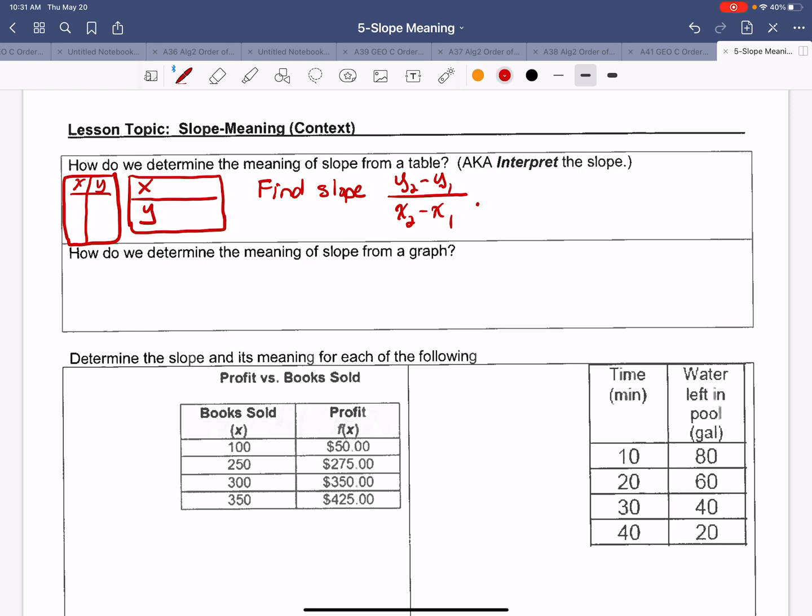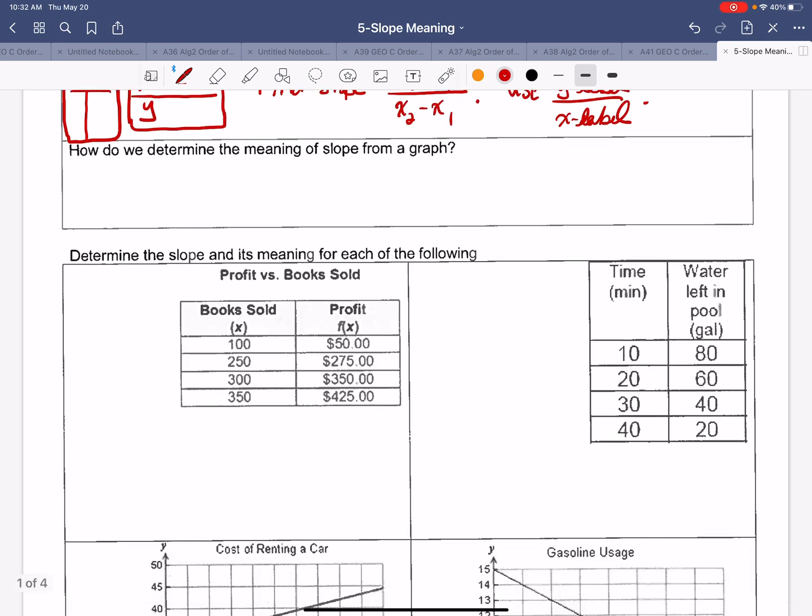After that, to actually get the interpretation, we are going to use y label or y units over x units or x label. And you'll understand that better when I actually talk about an example. So let's go right to our tables down here. Books sold is considered our x, that would be our x's. Profit would be our y's.